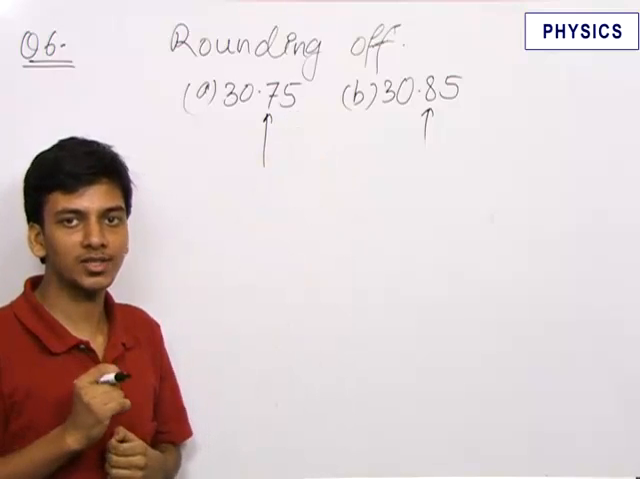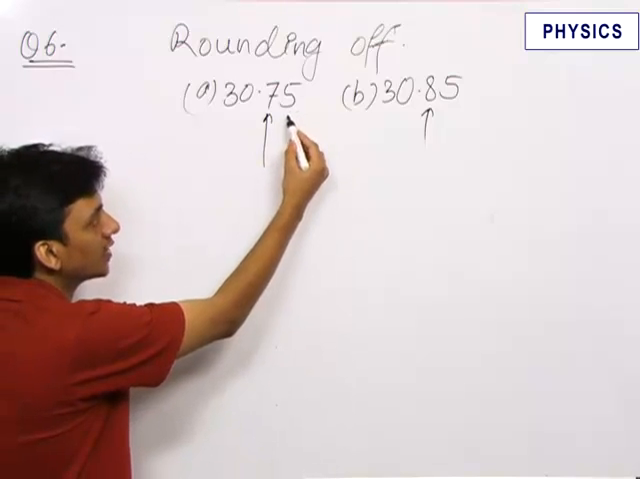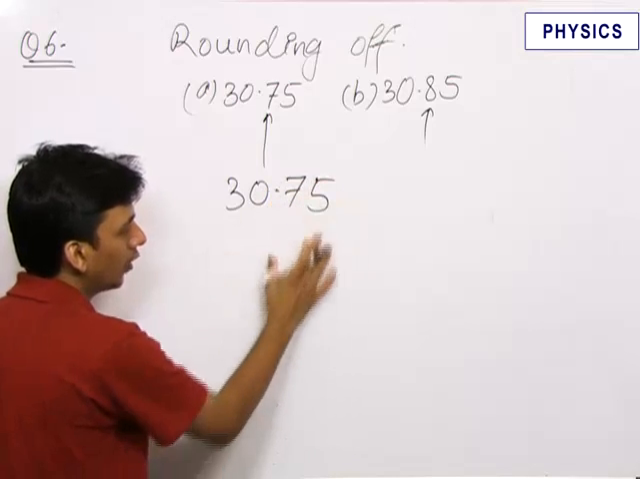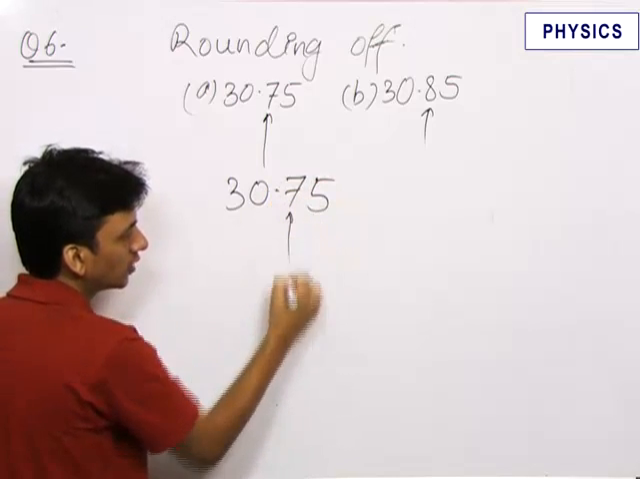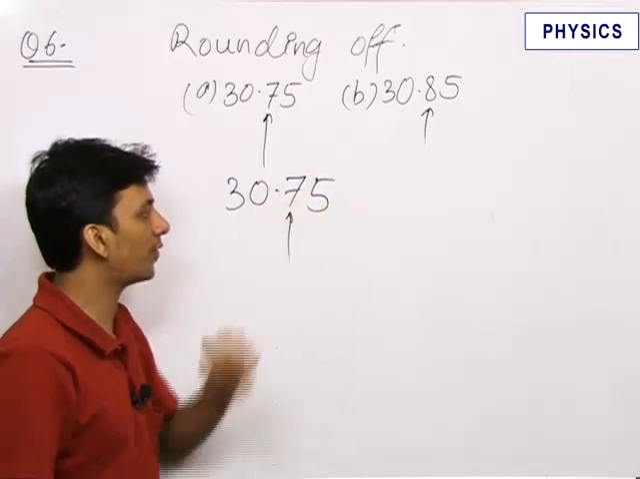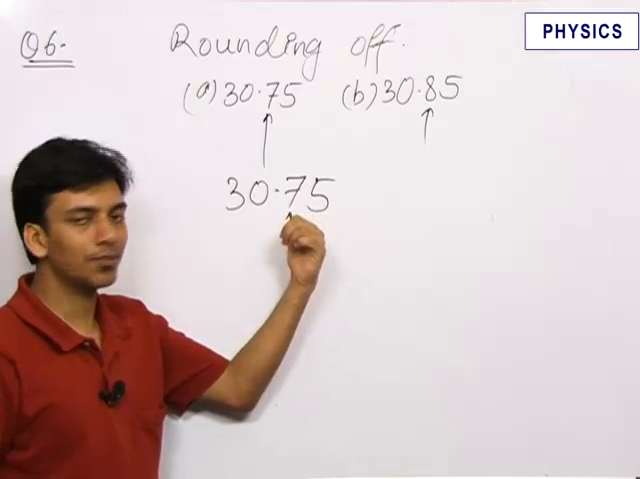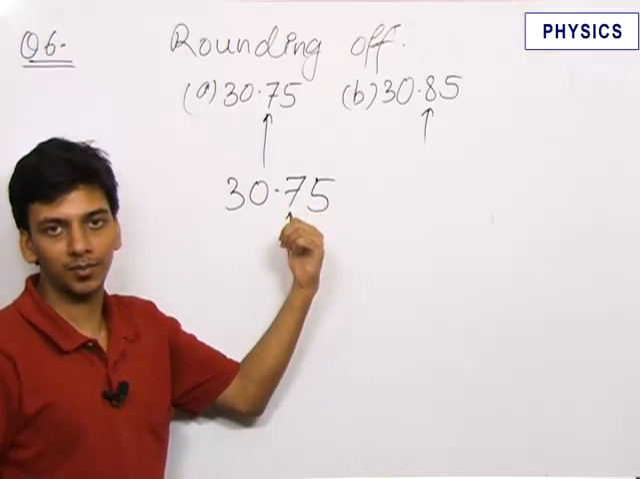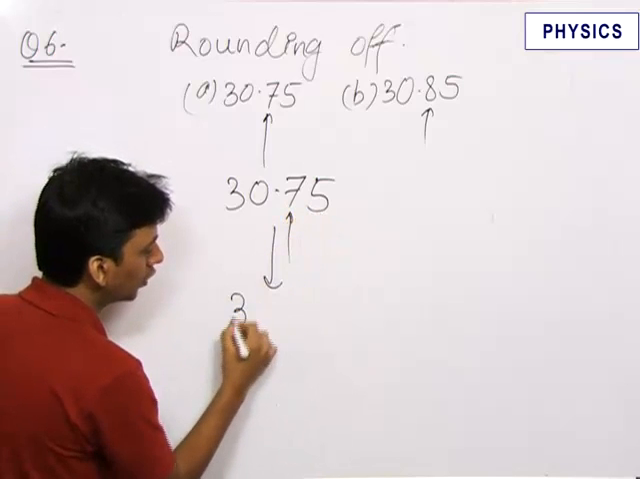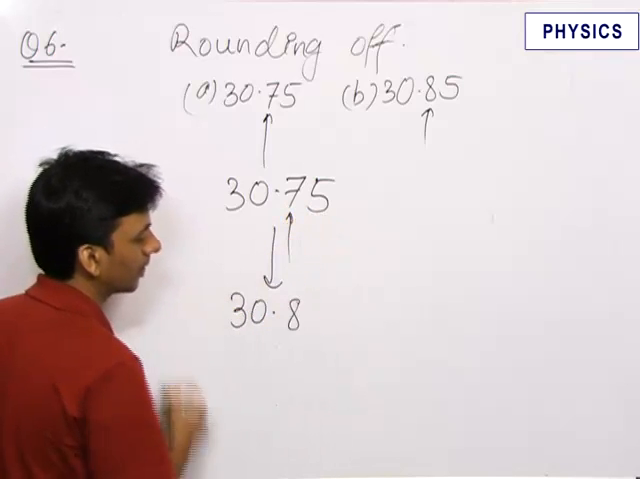So you always remember this rule, that whenever there is a 5, let's suppose we take this example 30.75. Now in this example we have to round it off to this digit, and the following number is 5. So what we do in case of 5 is that if the preceding digit is an odd number, 7 is an odd number, so we add 1 to it. So this is rounded off as 30.8.